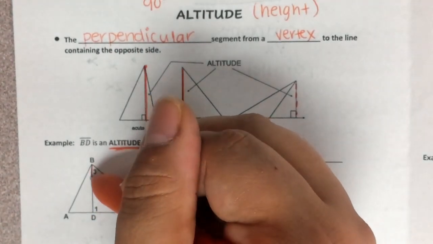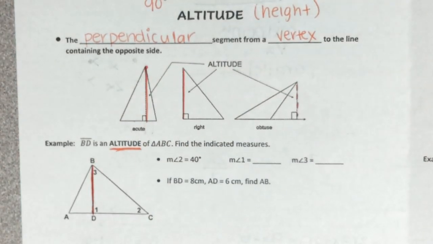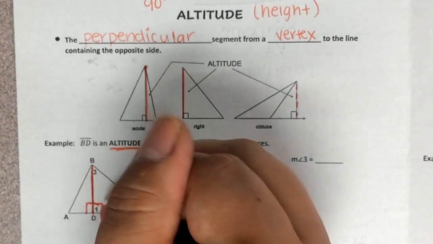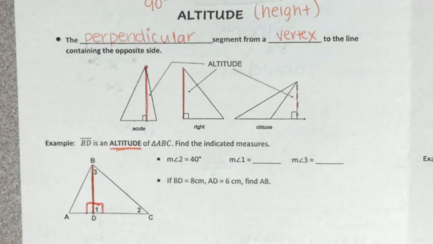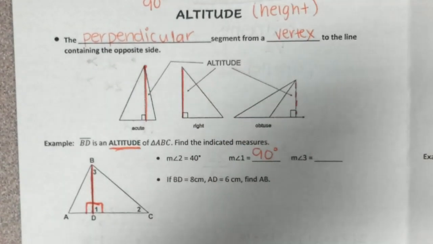I'm going to highlight BD. If that's my altitude, what can I add? 90-degree angle where? Honestly, it'll be both ways. You can add the 90-degree both ways. But yes, angle 1. So angle 1 is 90 degrees.